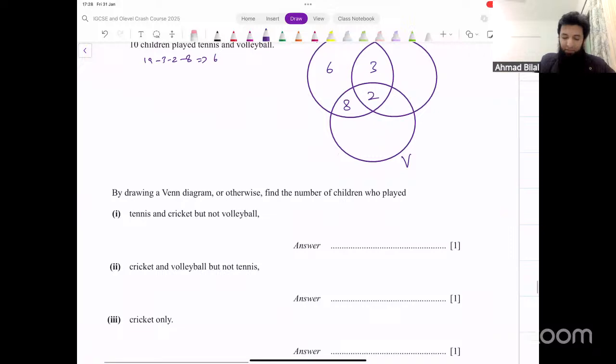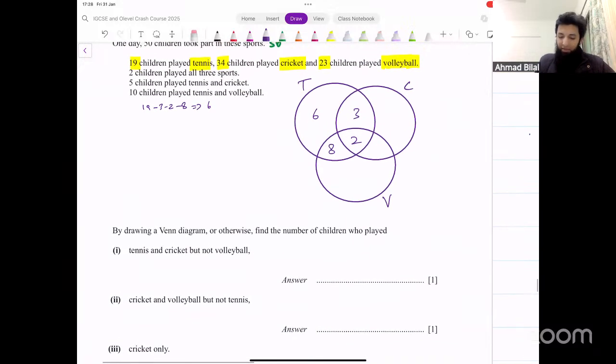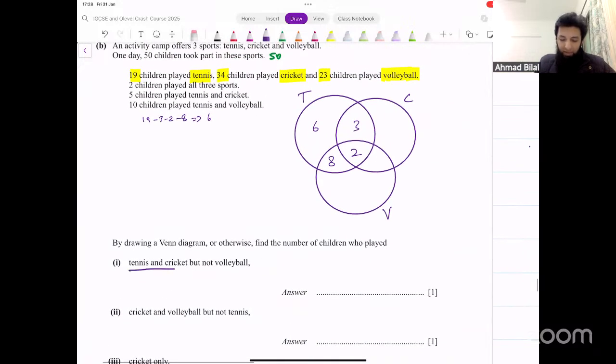Now let's see what they're asking about. Find the number of children who played tennis and cricket, but not volleyball. Tennis and cricket, but not volleyball. What's this number? That is 3. So that's the first thing that we had to do. We wrote that number.